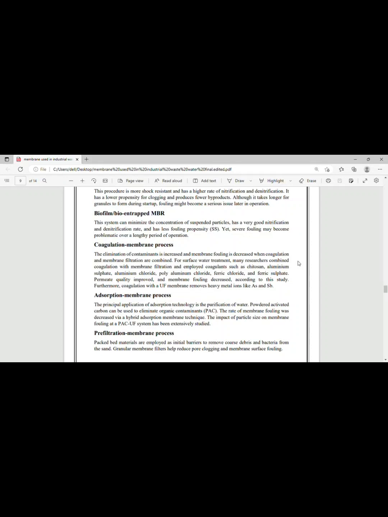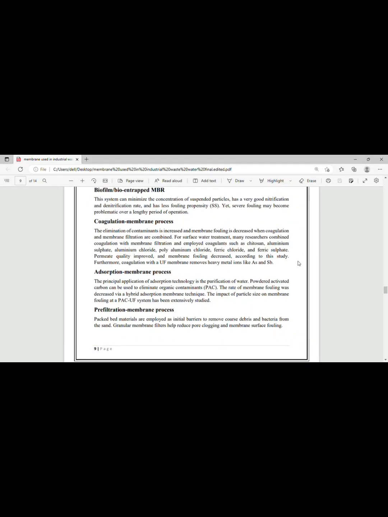Adsorption membrane process. The principal application of this technology is purification of water. Powdered activated carbon can be used to eliminate organic contaminants. The rate of membrane fouling was decreased via hybrid adsorption membrane technology. The impact of particle size on membrane fouling in a packed UF system has been extensively studied.